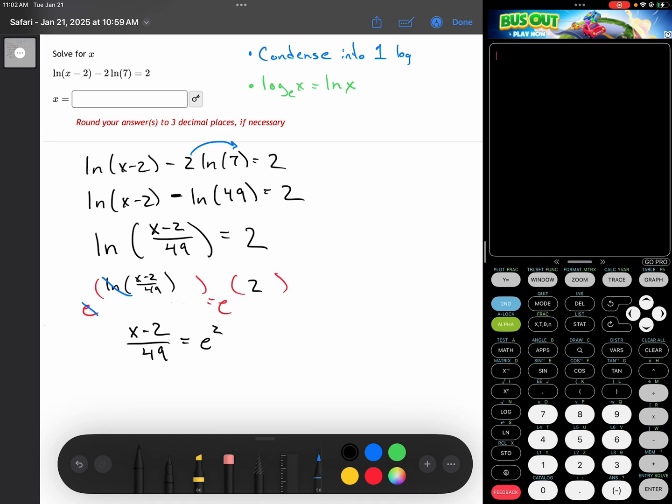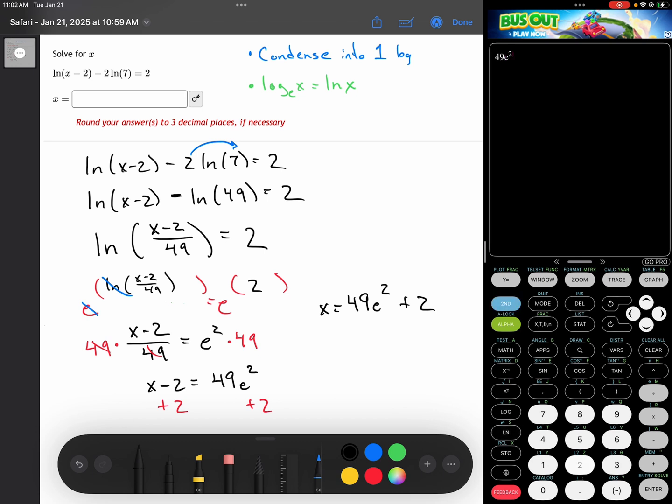Now, e squared is going to be some decimal, and we're going to handle that in a calculator in a moment. So we're going to keep on solving here. You're going to multiply both sides by 49 in order to get rid of the division of 49. So you have x minus 2 is equal to 49e squared, and then you are going to add 2 to both sides. And when you add 2, that gets us to our exact solution, 49e squared, and then plus 2 on the outside. So we can go ahead in our calculator and get that going in terms of a decimal.